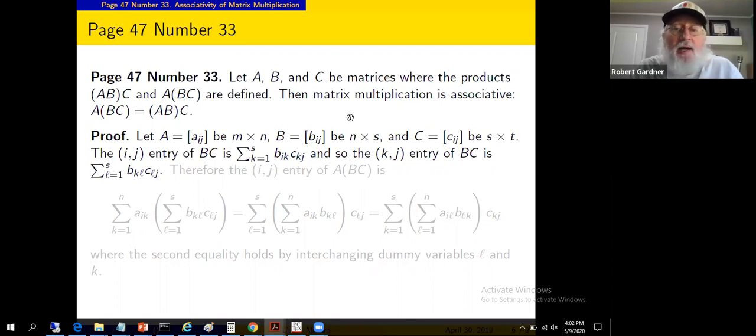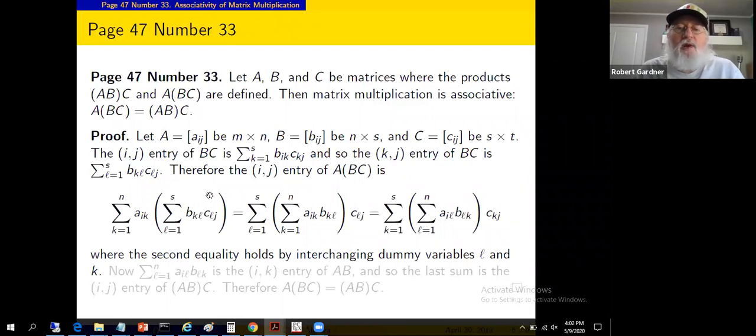I'm changing I to K. So the I in this one will become a K down here. And I'm changing the dummy variable K to the dummy variable L. So the two K's have become L's and the I has become a K. All right. So that's simply rewriting what we just had, which comes from the definition of matrix product, with some different letters. I want to use different letters, and I worked at this a while to get this level of meaningfulness in it.